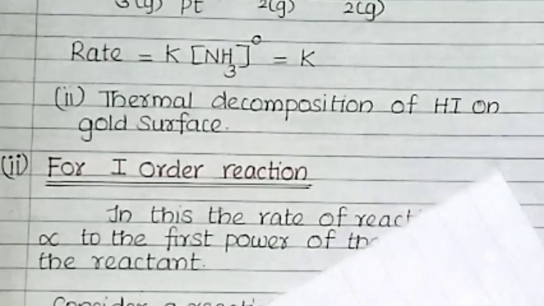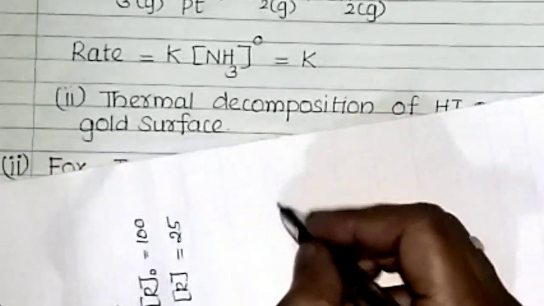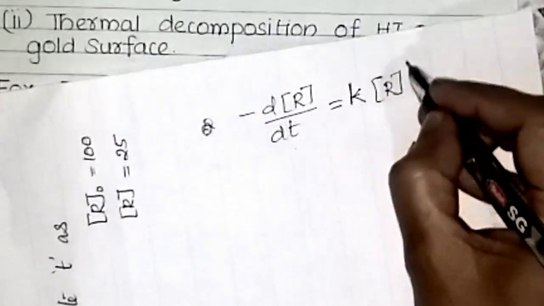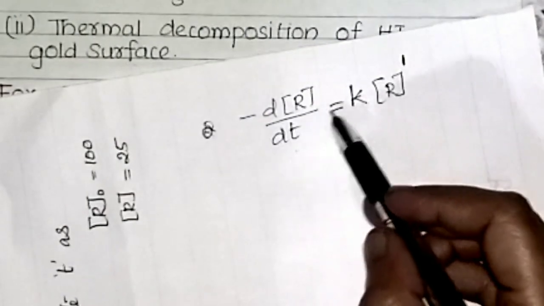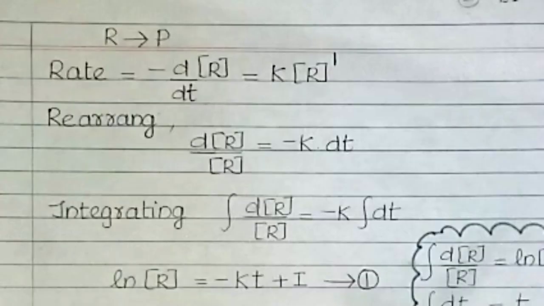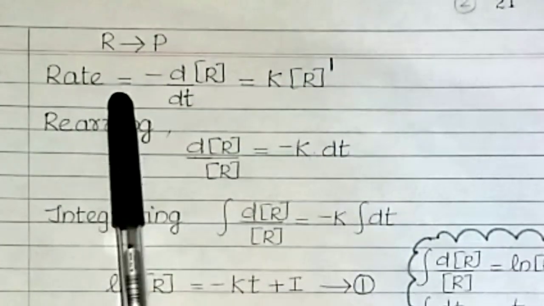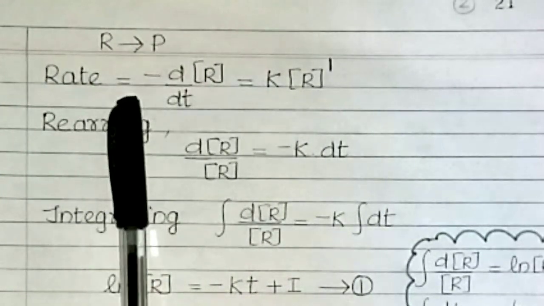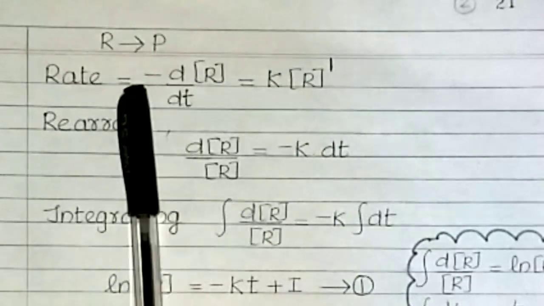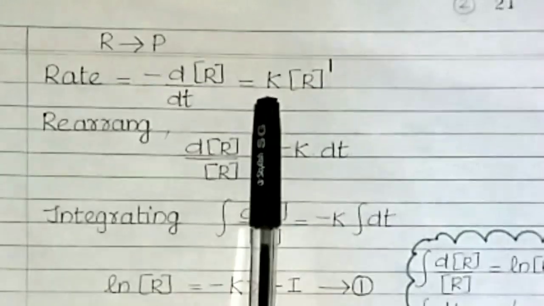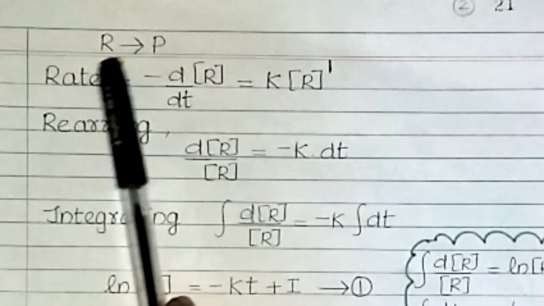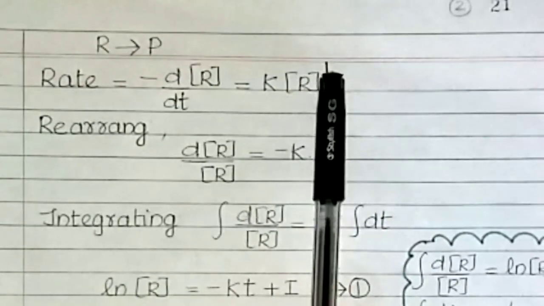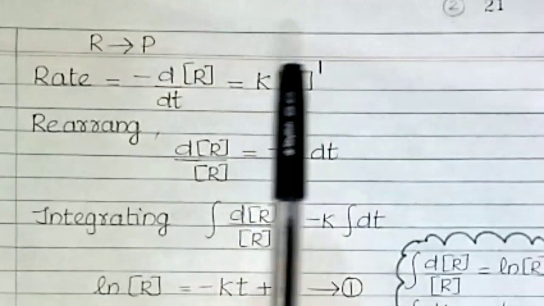Consider a reaction R gives P. We can write -d[R]/dt = k[R]^1. That is, the rate is proportional to the first power of the concentration of the reactant. Now we find the integrated rate equation for first order reaction. For the general reaction R gives P, the differential rate is -d[R]/dt = k[R] to the power 1, first power. So that is a first order reaction.